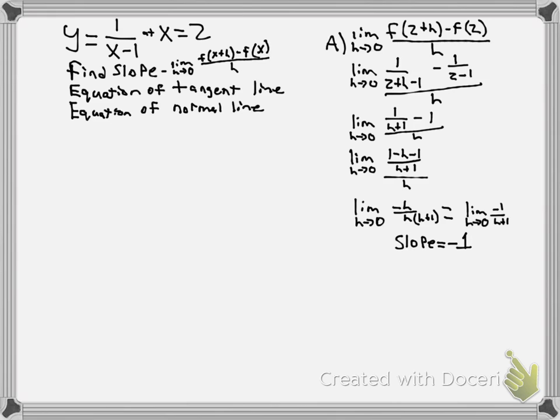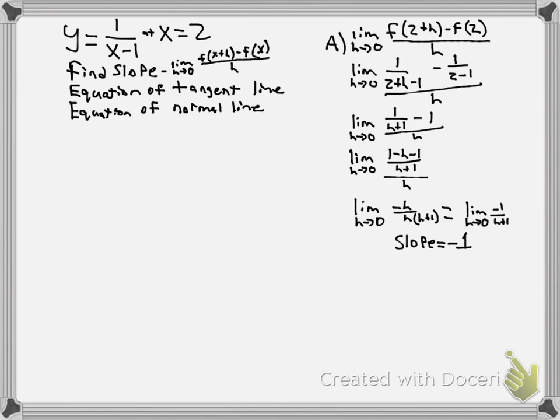Did we not find the slope of the tangent line at the point x equals 2? That's exactly what we did. We just didn't say that. We said, find the slope of the curve, but you're finding the slope of a line tangent to that curve at that point. So, done. Write the equation of the line that is tangent to the curve at that point.